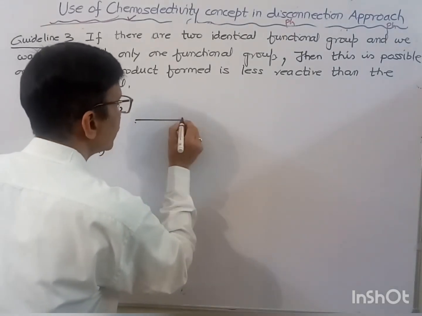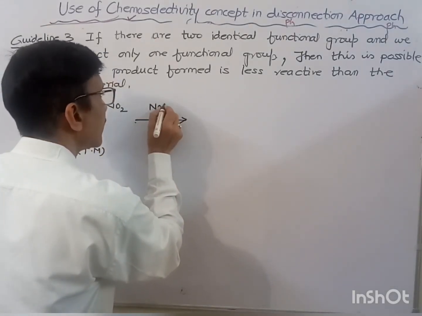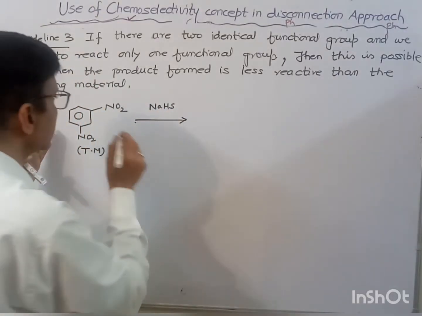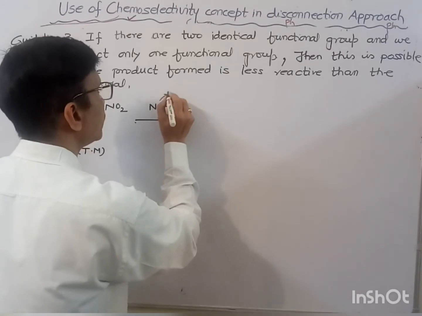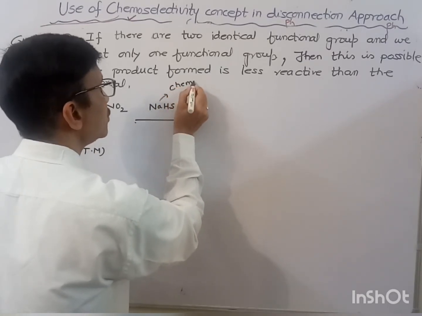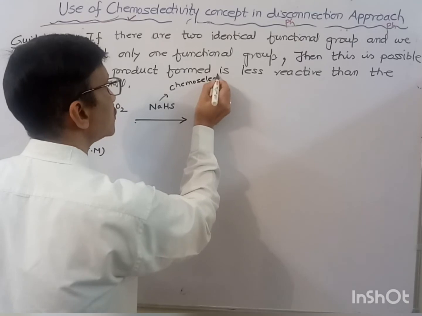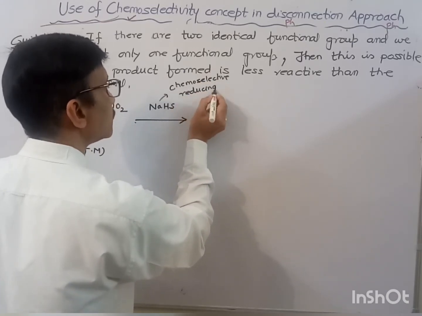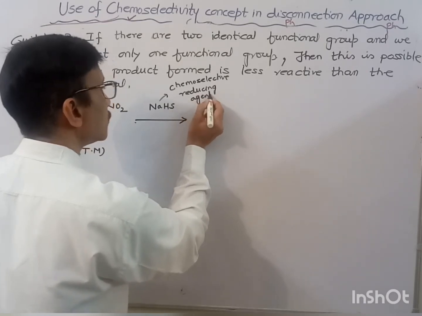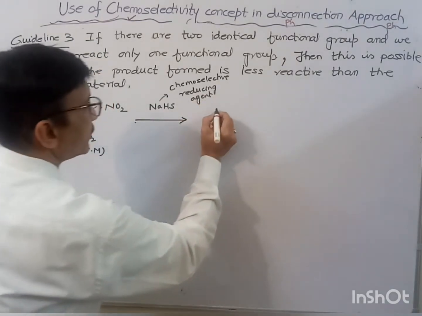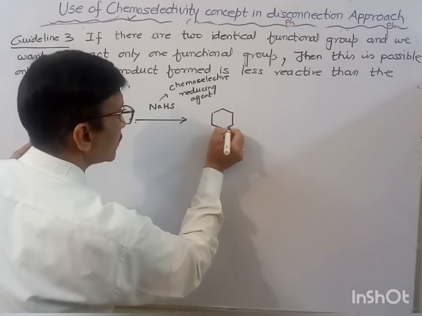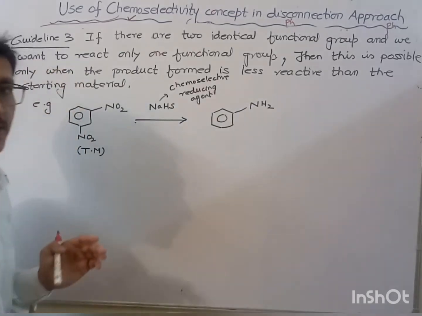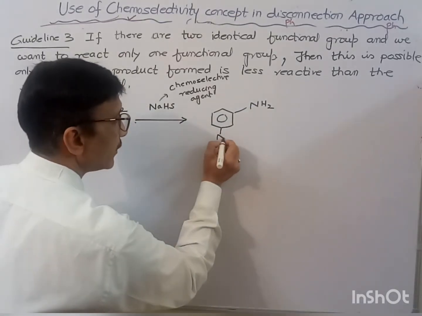So suppose I react it with sodium hydrogen sulfide. This is one of the chemoselective reducing agents. So only one of the NO2 will get reduced to amine and another will remain unreacted.